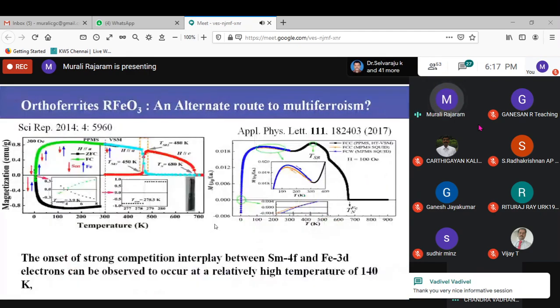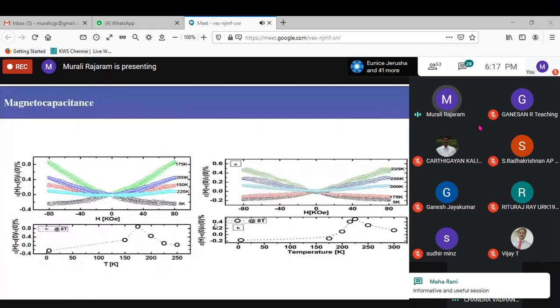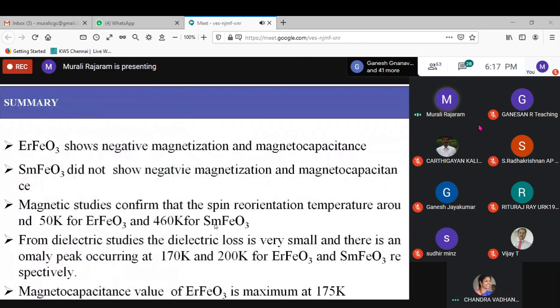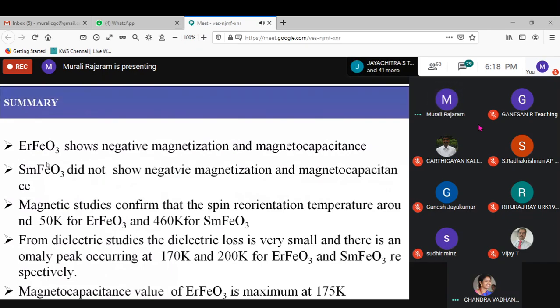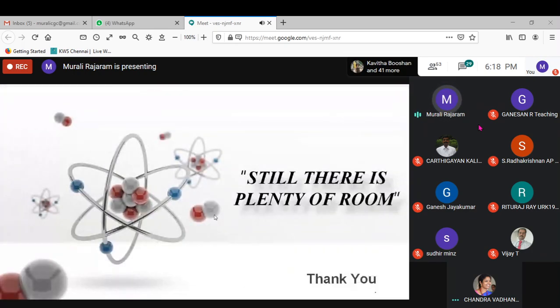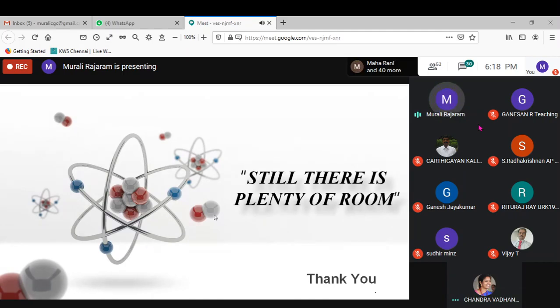Okay, so I will end with some of our studies on bulk materials. You can produce room temperature multiferroics on these rare earth orthoferrites by combining two rare earth orthoferrites, or by doping some elements into another ferrite. With this, I want to conclude with a famous quote: still, there is plenty of room in this class of multiferroic materials for room temperature multiferroics. Okay, with this, I conclude.